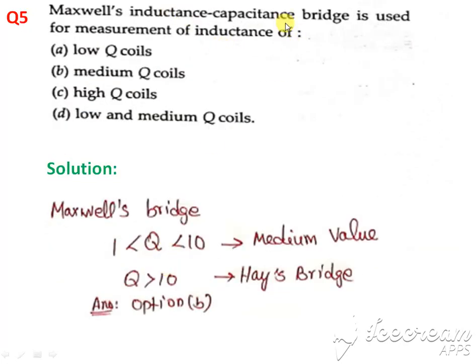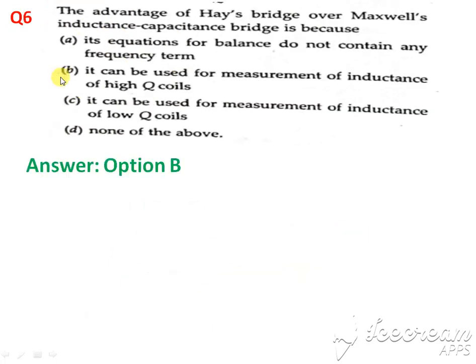Maxwell inductance capacitance bridge is used for measurement of inductance of what? Normally Maxwell bridge is used for Q between 1 to 10, that is medium value, and Hayes bridge is used for greater than 10, that is higher value of Q. So for the corresponding bridge, answer is option B.